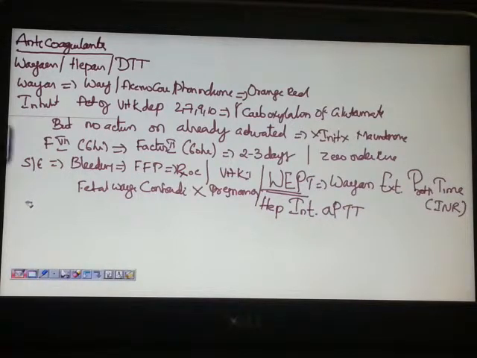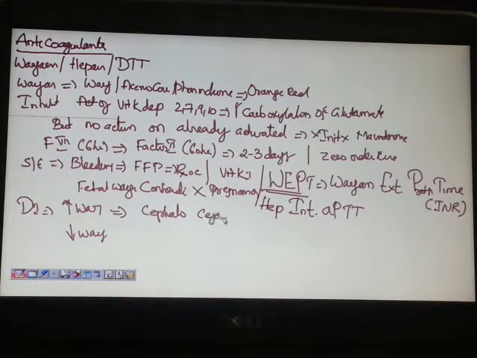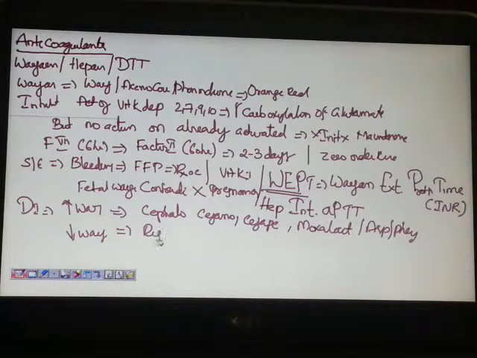Now let us see drug interactions of warfarin. Drugs increasing warfarin concentration and drugs decreasing warfarin concentration. Drugs like cephalosporins, cefamandole, cefoperazone and moxalactam. Also aspirin, phenylbutazone. Which decrease it are rifampicin and OCPs.